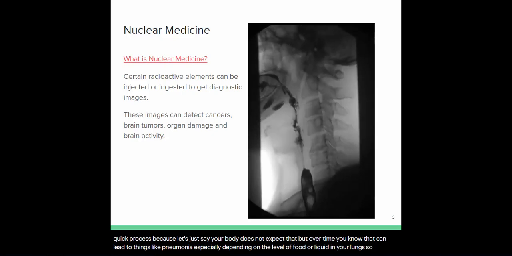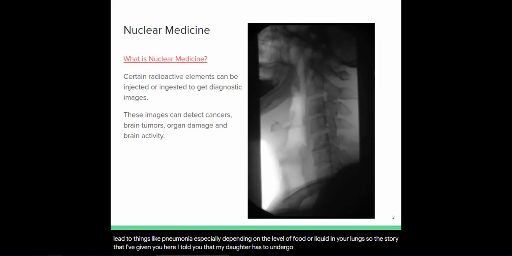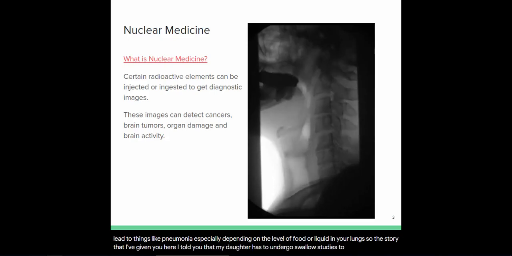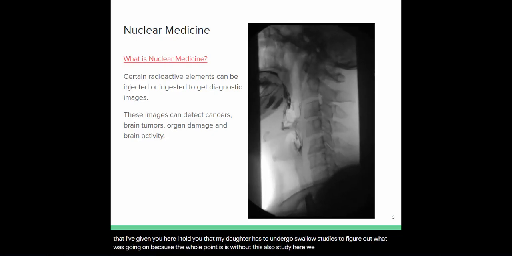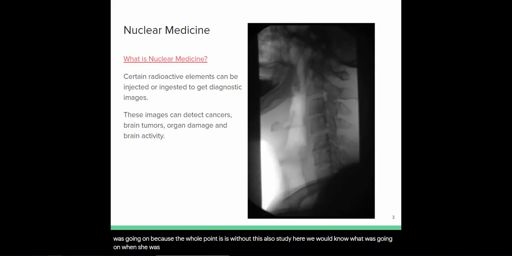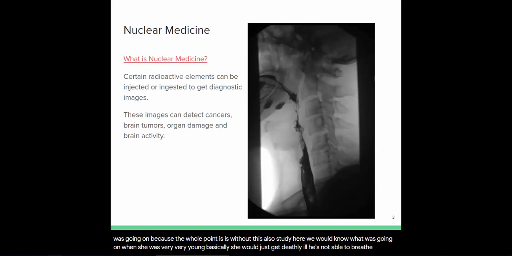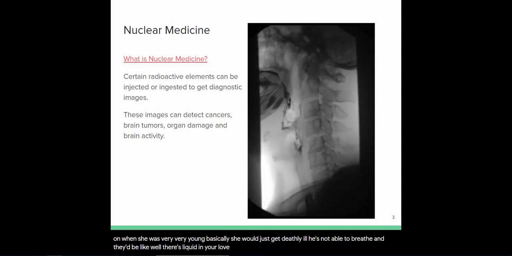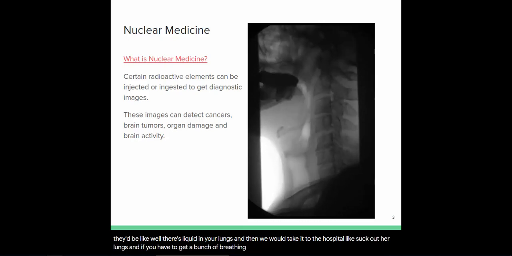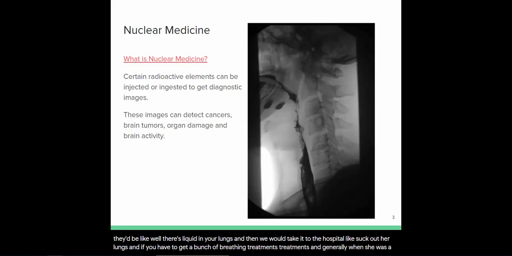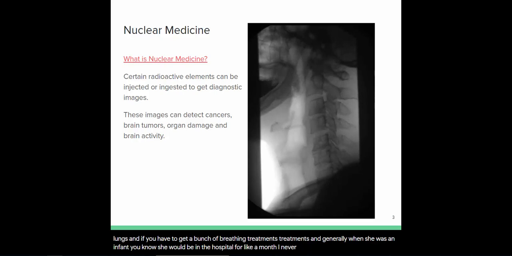So, the story that I've given you here, I've told you that my daughter has to undergo swallow studies to figure out what was going on. Because the whole point is without this swallow study here, we wouldn't know what was going on. When she was very, very young, basically she would just get deathly ill and be not able to breathe. And they'd be like, well, there's liquid in your lungs. And then we would take her to the hospital. They would suck out her lungs. And then she'd have to get a bunch of breathing treatments. And generally, when she was an infant, she would be in the hospital for like a month, like every December.